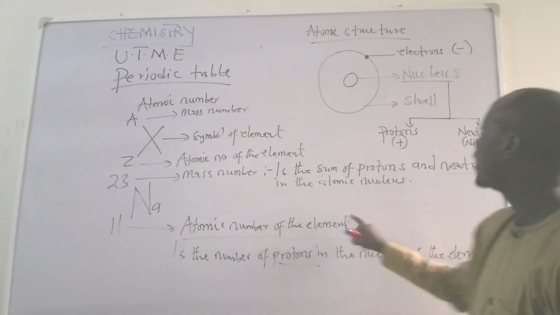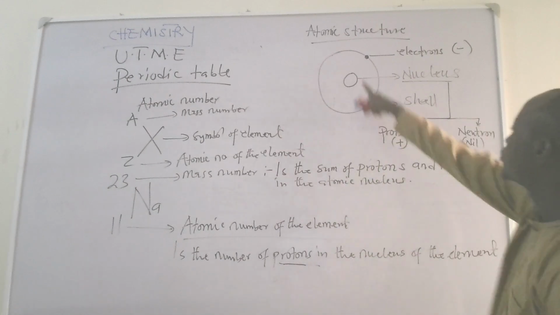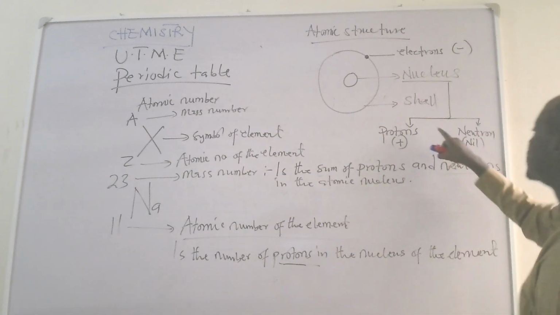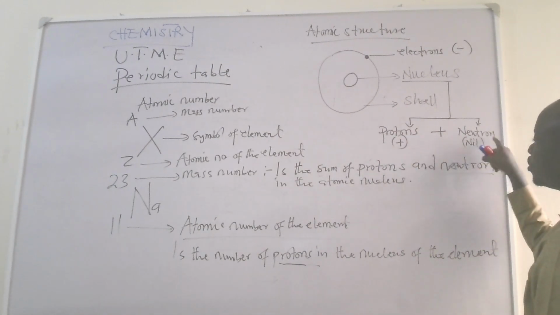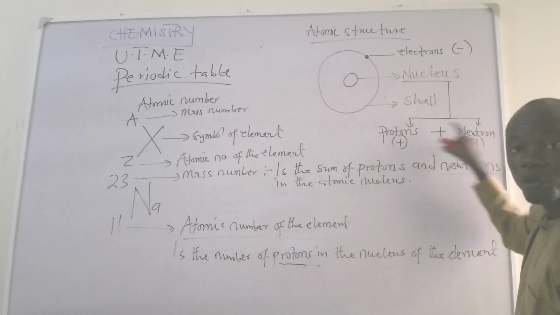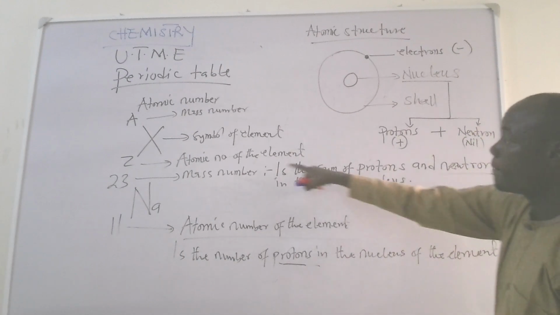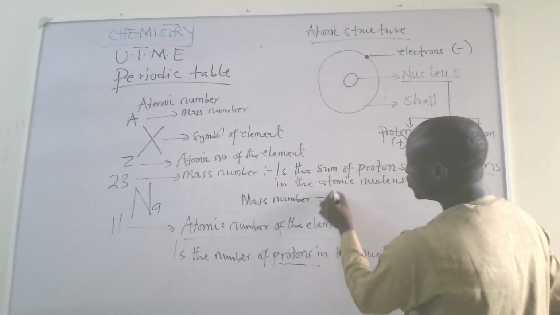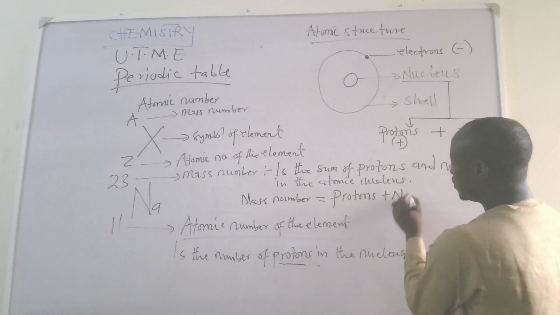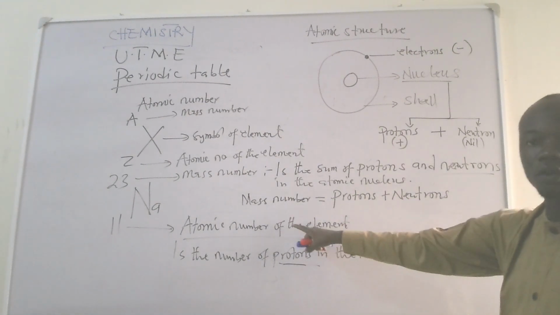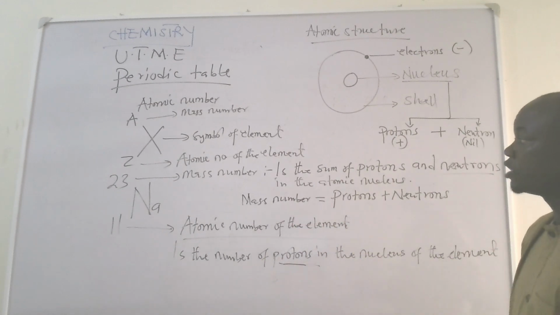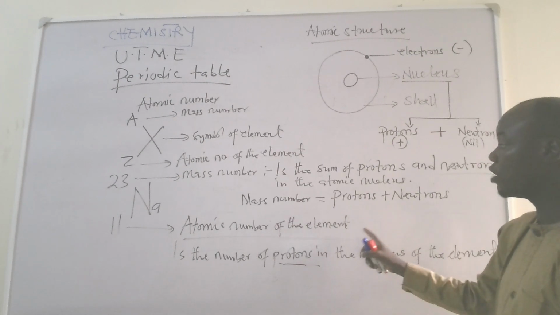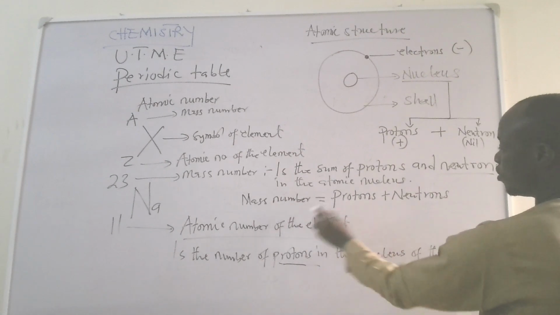So now, the atomic number is the number of protons found in the nucleus of the atom. And the mass number of the element is the sum of protons and neutrons. When you add protons and neutrons in the nucleus of the atom, you have the mass number. So mass number is equal to protons plus neutrons. If you see the mass number of the element, it gives you an idea of the sum of the protons and neutrons found in the nucleus of the atom.